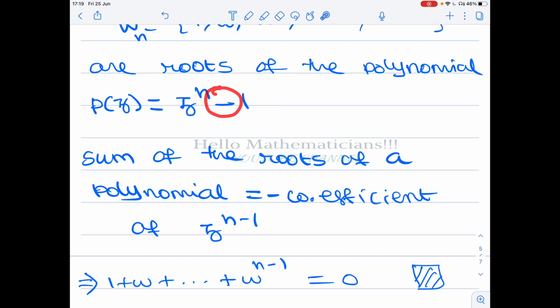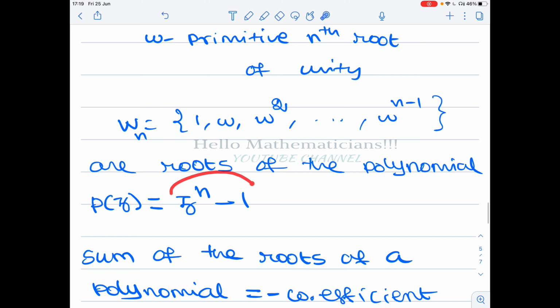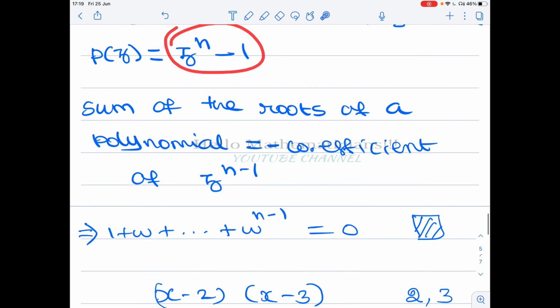Now for our polynomial, the coefficient of z power n minus 1 is 0. But what is the sum of the roots of this polynomial? All the roots of this polynomial are these numbers, so we get 1 plus w plus etc. plus w power n minus 1. This is the sum of the roots. The sum of the roots is the negative of the coefficient of z power n minus 1, but that coefficient is 0, so we get 1 plus w plus etc. plus w power n minus 1 equal to 0. So if w is a primitive nth root of unity, then 1 plus w plus etc. plus w power n minus 1 equals 0.